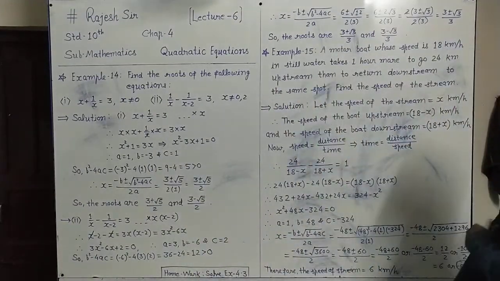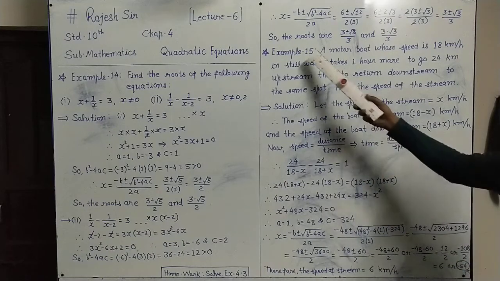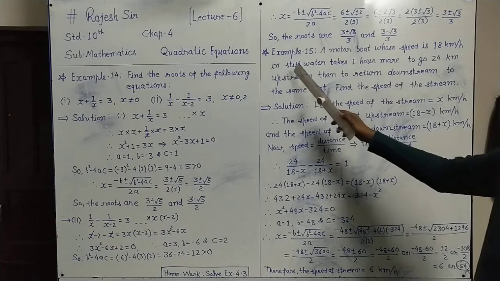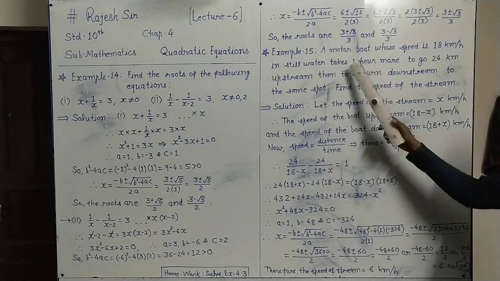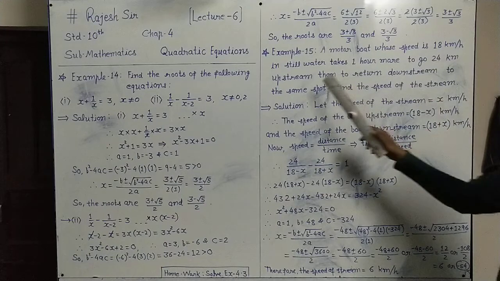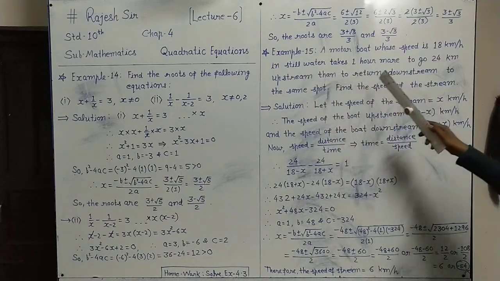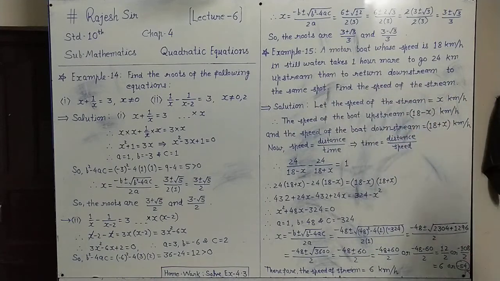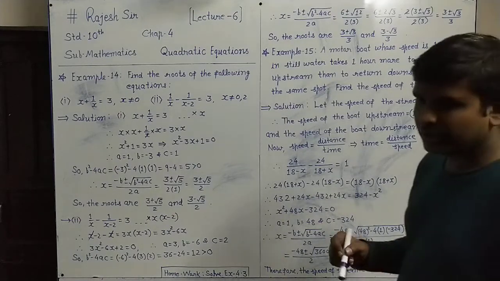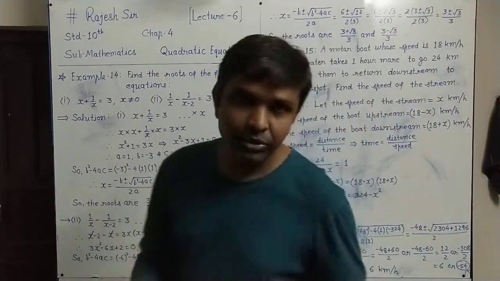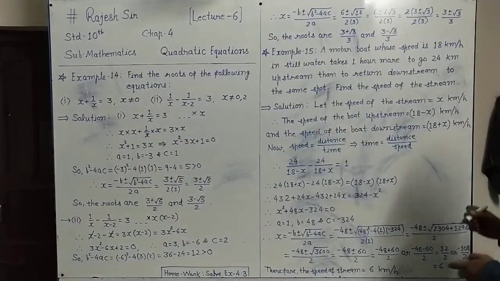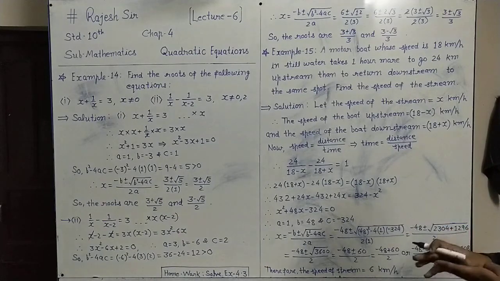Now the next example, practical example we have as example 15. A motor boat whose speed is 18 km per hour in still water takes 1 hour more to go 24 km upstream than to return downstream to the same spot. Find the speed of the stream. So this type of question in chapter number 3 also we have done about the stream and the boat, about what is downstream speed, what is upstream speed. Once again we will recall here and we will understand how to solve this type of problems.